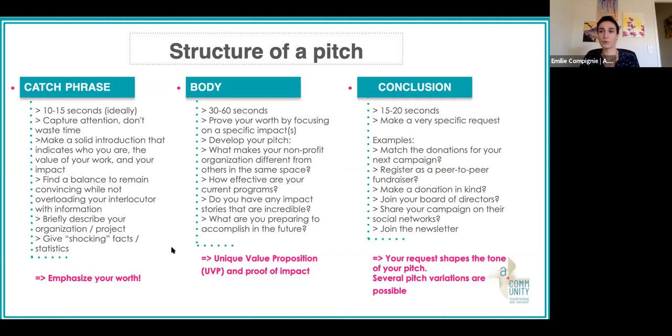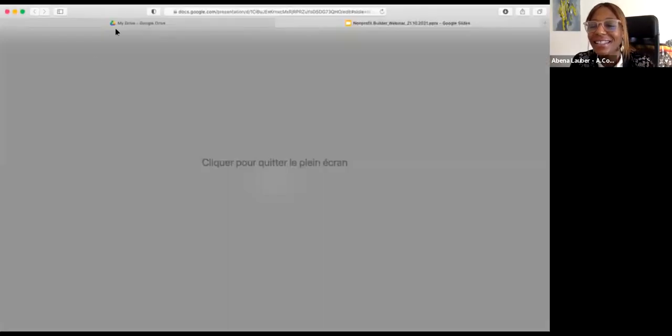Okay, so who would like, so we know it's not a lot of time. Of course, you would need much more time to prepare a whole pitch, but at least we can exchange some ideas. So who would be a motivated volunteer to share what you have written or thought about? And please let us know first if this is your catchphrase, your body, or conclusion. We'll just need like 1 or 2 strong, motivated people. Alex?